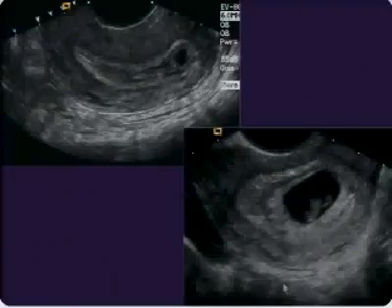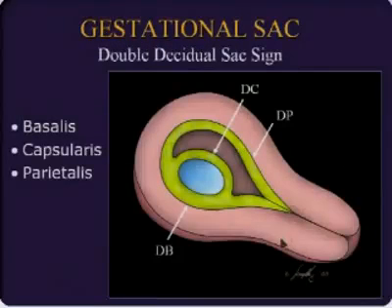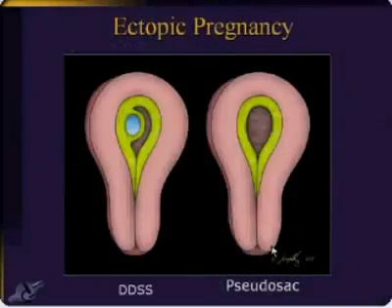Now, as you can imagine, this is a very transient finding, because quickly this wall coapts that wall and you never see it again later in pregnancy. All right, so as we move on, this is going to help us determine a true sac from a pseudosac like you might see in an ectopic. Because in a pseudosac, it's going to be a central collection of fluid. You're going to see the decidua going all the way around it, as opposed to the double decidual sac sign.